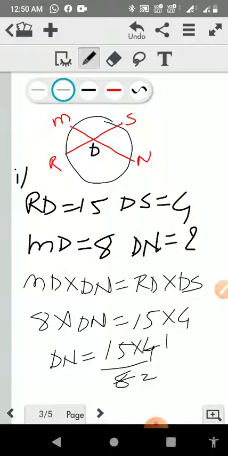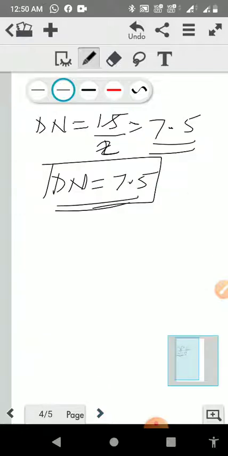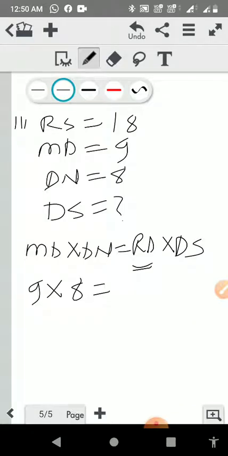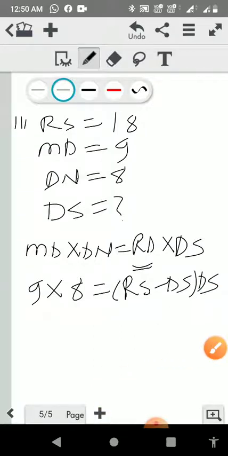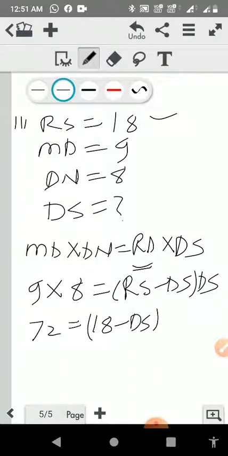So RD can be written as RS minus DS, isn't it? So I will write this RD as RS minus DS into DS as it is. After simplification, 9 8s are 72 equal to, RS is with me, isn't it? Because RS is given as 18 units. I will put the value of RS as 18 and DS as it is.